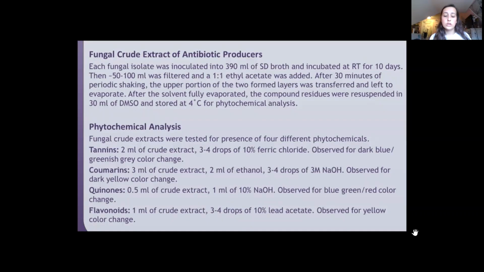Fungal crude extract was also prepared for each positive isolate by inoculating them in SD broth, filtering the broth, and resuspending the residue after evaporation with DMSO. Each extract was used for phytochemical analysis to see if they were endophytic fungi. If they were, this would help other researchers to target them for antibiotic production, and it would also show how the fungi relates to the plants and their symbiotic relationship. Each extract was tested for tannins, coumarins, quinones, and flavonoids by adding a certain chemical reagent and observing a color change.